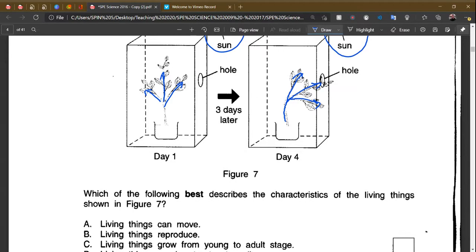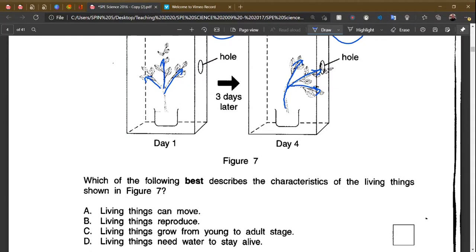A. Living things can move. B. Living things reproduce. C. Living things grow from young to adult. D. Living things need water to stay alive. Now let's eliminate the bad choice first. If you look here, there's no fruits, there's no seeds or whatsoever, so it's not talking about reproduction, so B is eliminated. And then you can see also it's only 3 days, and the plants doesn't show any difference in size, therefore it's not about growing as well.